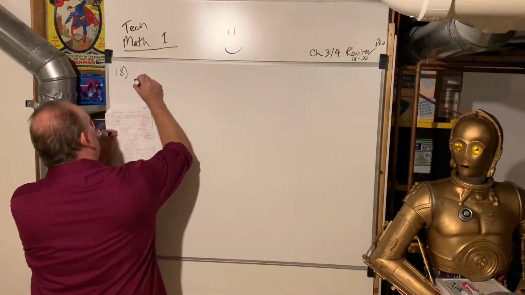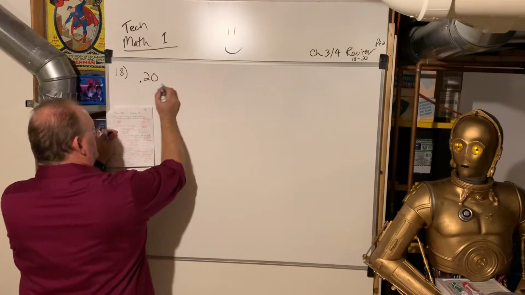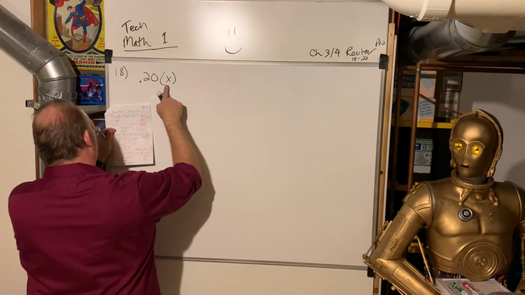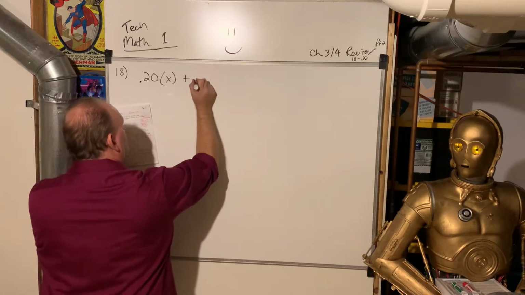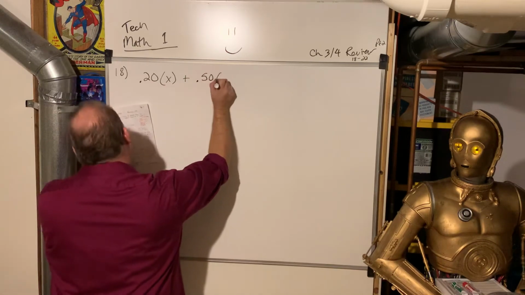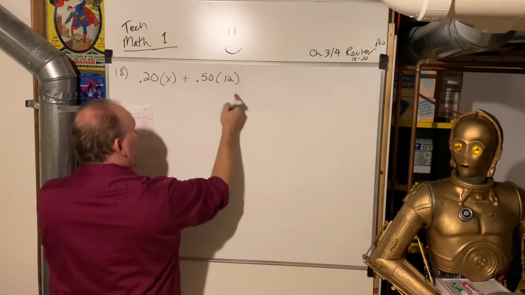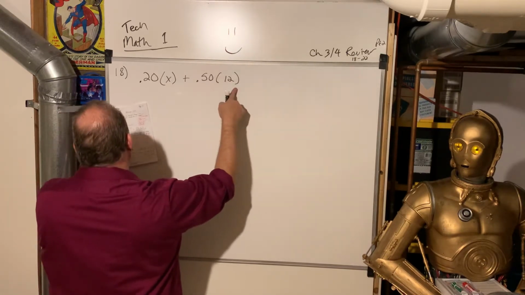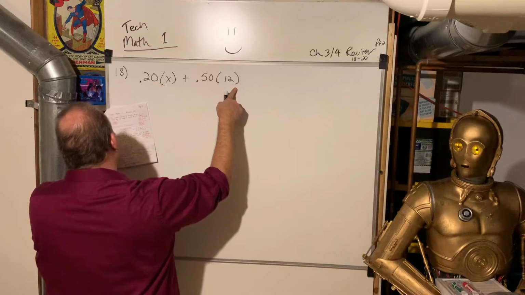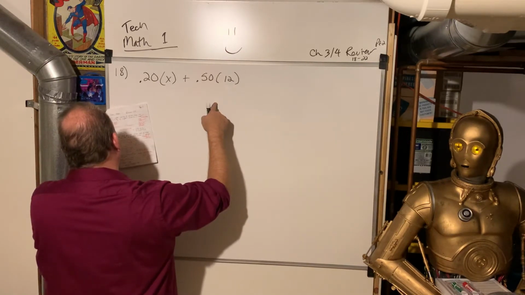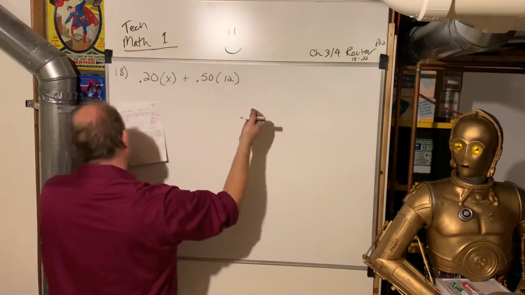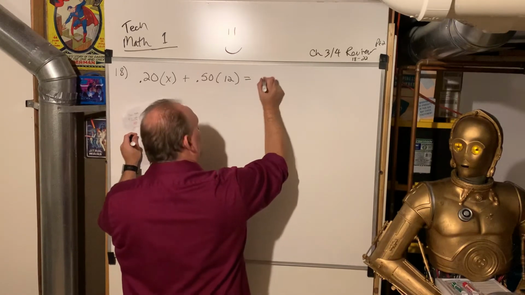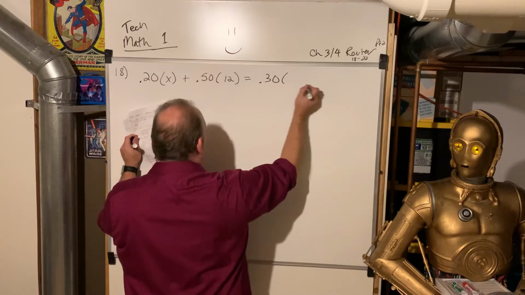So 20%, so 0.20 of X. Now, we don't know how much of the 20% we're going to add, plus there's a 50% solution that we have 12 liters of. So we've got that number and that number. So we know how much pure alcohol, or whatever this chemical is, is there. And then 30%, and now here comes the tricky part.